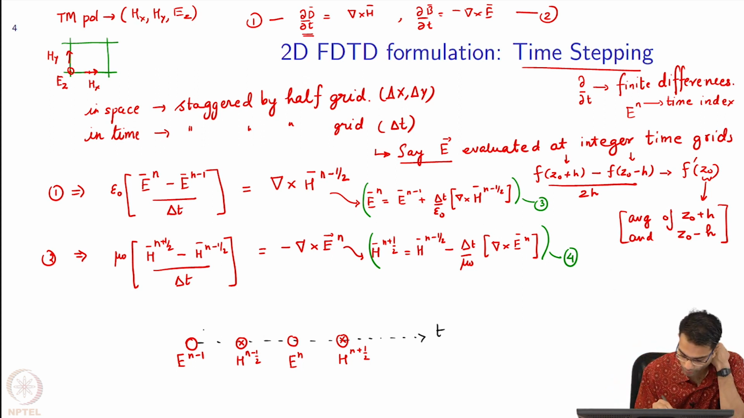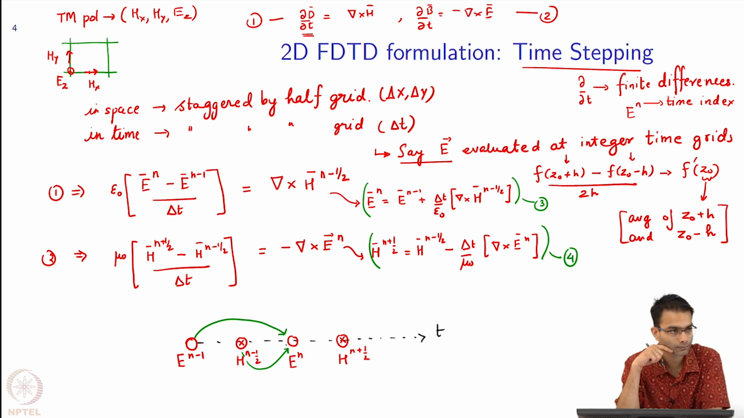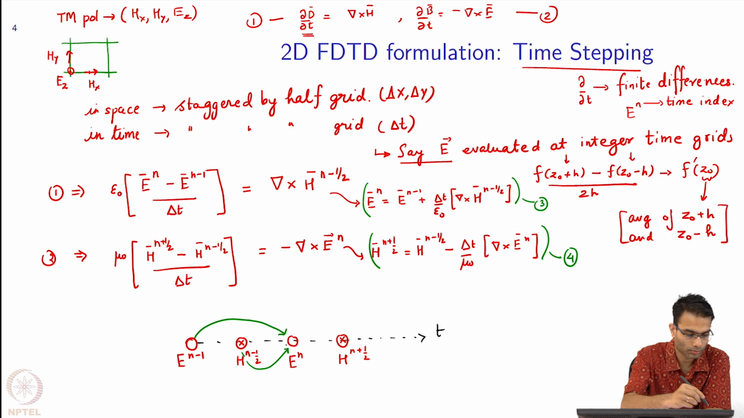So, I can draw it like this, that this value goes into here and so does this value. Okay, let us draw it actually down like this. Right. Now, let us then go to equation 4.